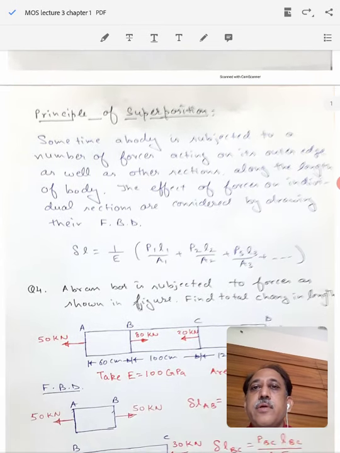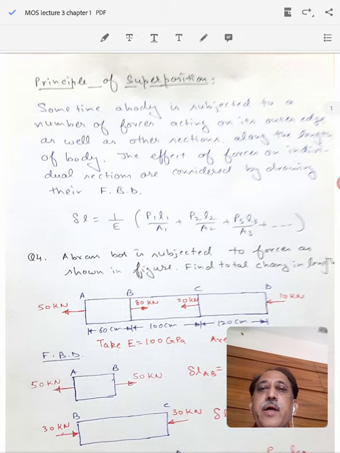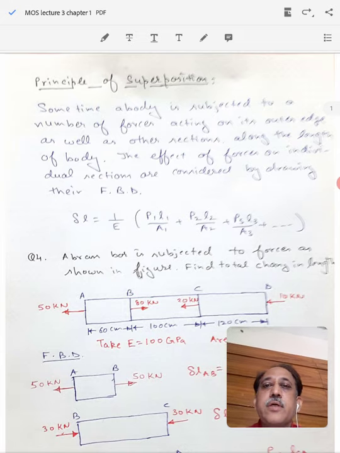Now let's look at this addition of the deformation that we have done in a broader aspect, which is called the principle of superposition.